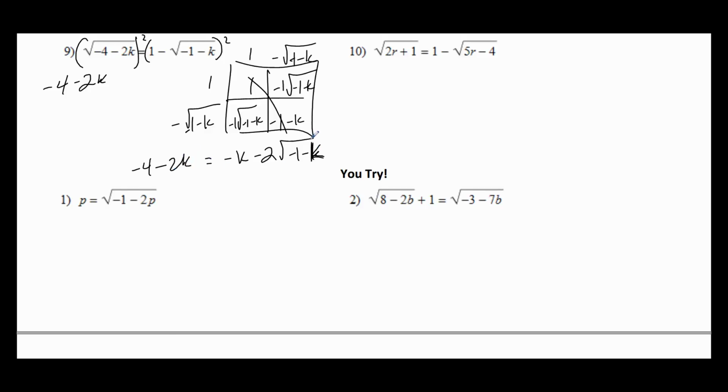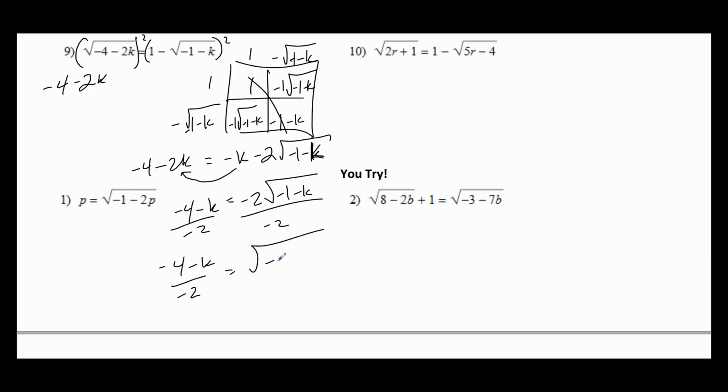Now you'll notice I only have one of the roots left. So now I'm going to bring this over, and then I get negative 4 minus k equals negative 2 root negative 1 minus k. Now, let's divide by the negative 2. When I divide by that negative 2, I get negative 4 minus k over negative 2 equals the square root of negative 1 minus k. Now this is isolated, so let's square it. So what happens?